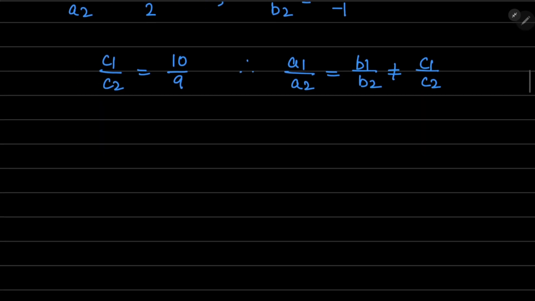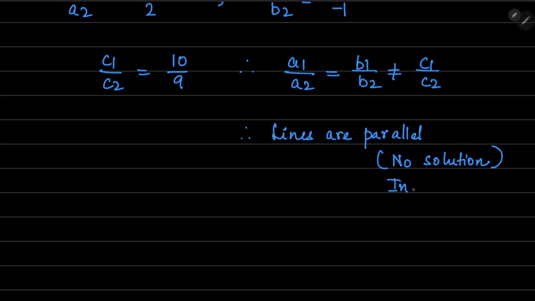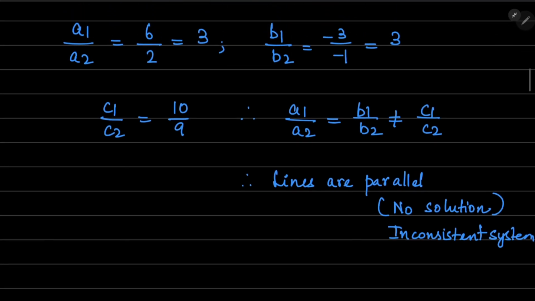So this is a scenario wherein the lines are parallel. You can write, therefore, the lines are parallel to each other, and in the bracket you can write they will not have any solution. The system is inconsistent. It does not have any solution at all. Okay, these are the three scenarios.